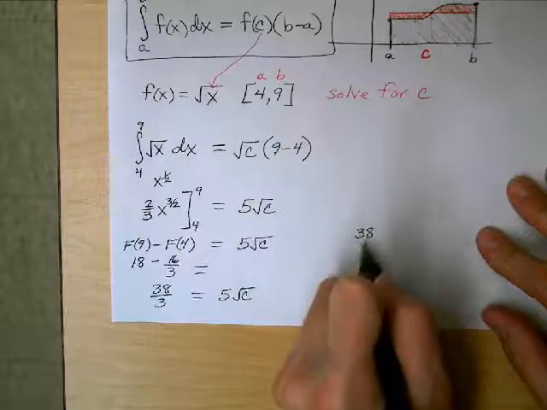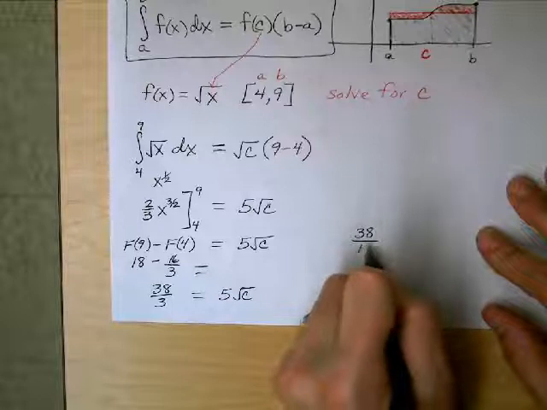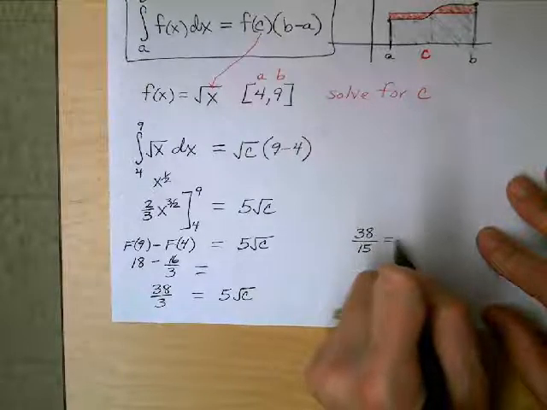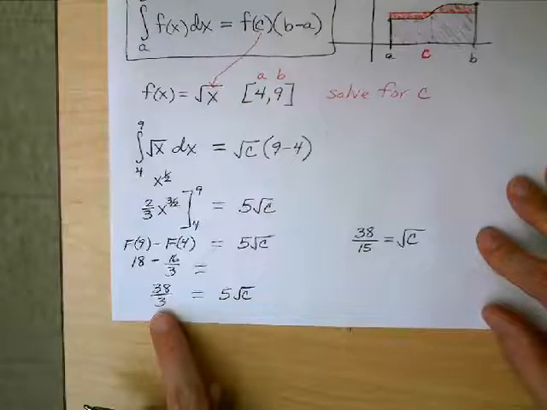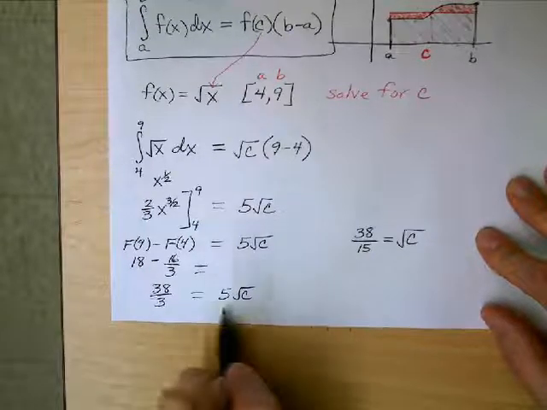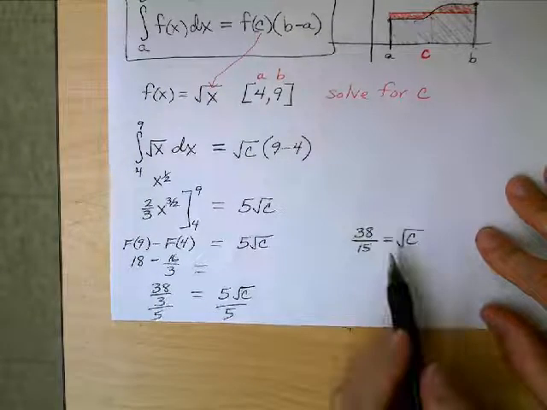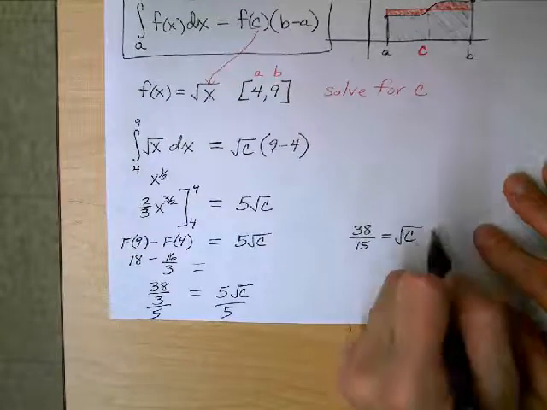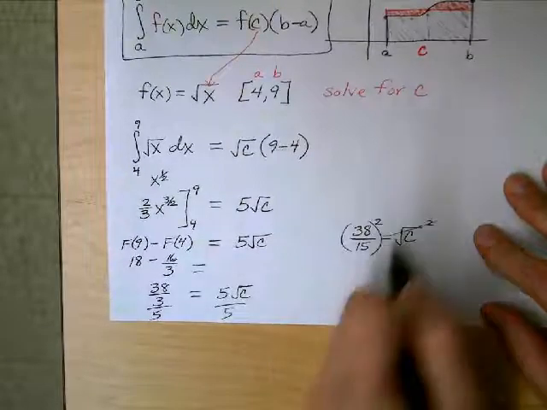So 38 thirds, you divide by 5, that'd be 38 over 15. Now you have to get rid of the square root, so square both sides, and you'll get the answer.